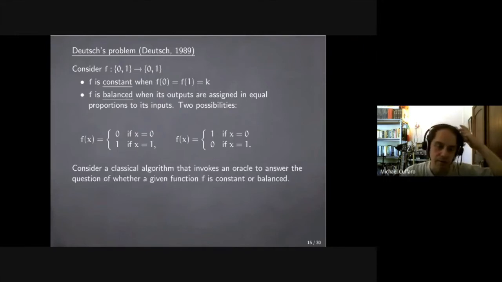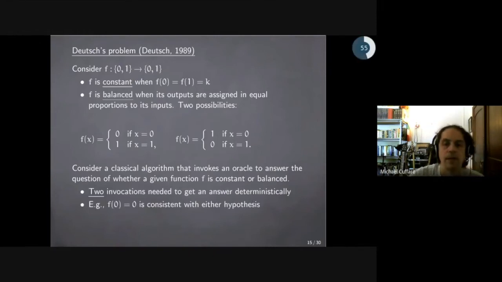And so now we can consider the question: if I give you some function and I ask you, tell me whether this function is constant or balanced. We can consider a classical algorithm that would invoke an oracle to answer that question. Now, the classical algorithm would need 2 invocations to get an answer deterministically, because if, for instance, I applied the function to 0, it will give me 0.